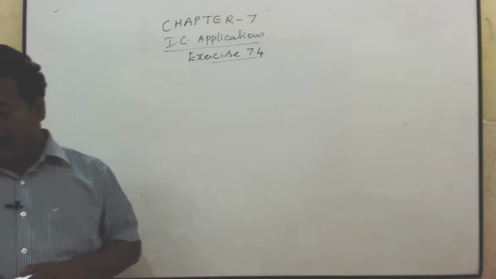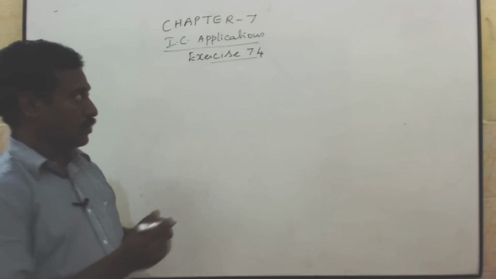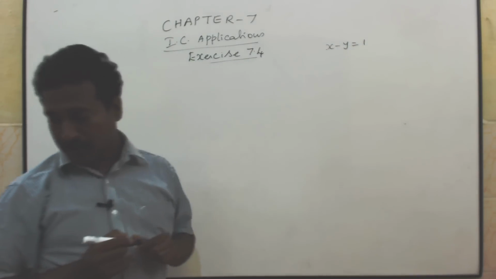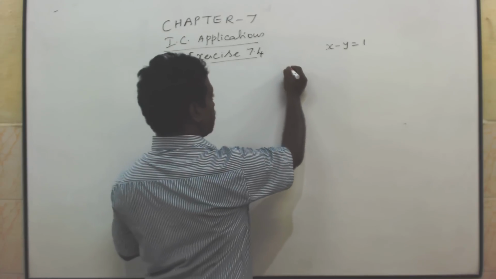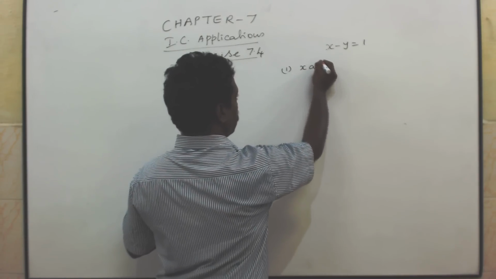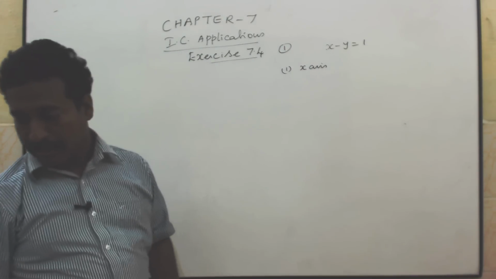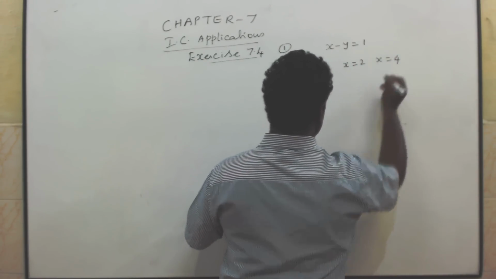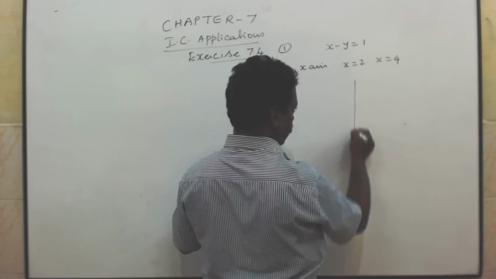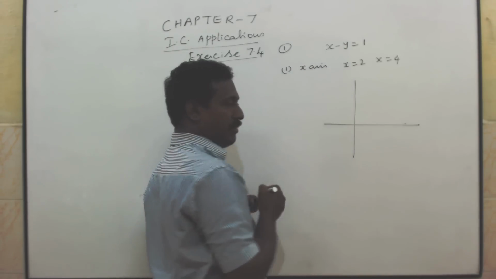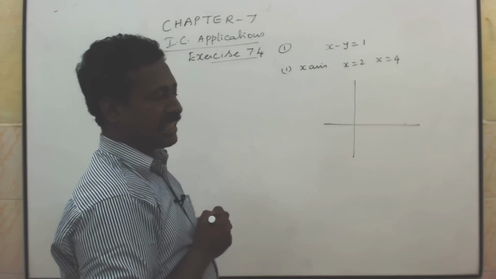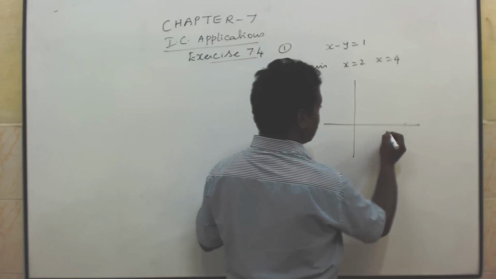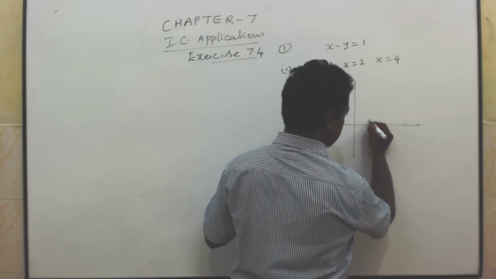Exercise number 7.1. Find the area of the region bounded by the line x minus y equal to 1, the x axis, and the ordinates x is equal to 2, x is equal to 4. First you have to draw the diagram. If it is a straight line, y equal to 0, what is x? Y is 0, putting x, x is 1.